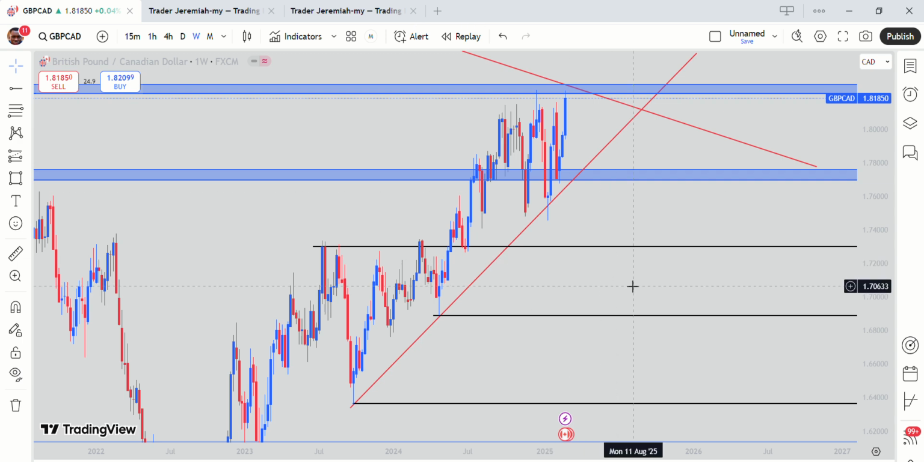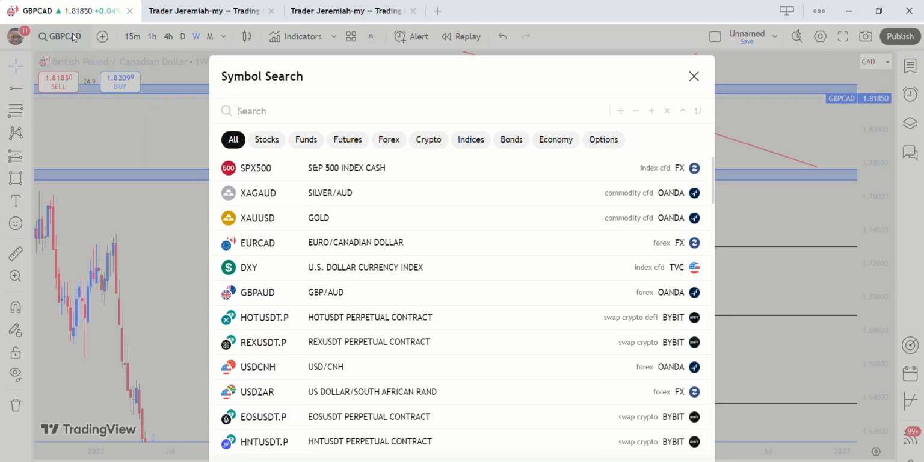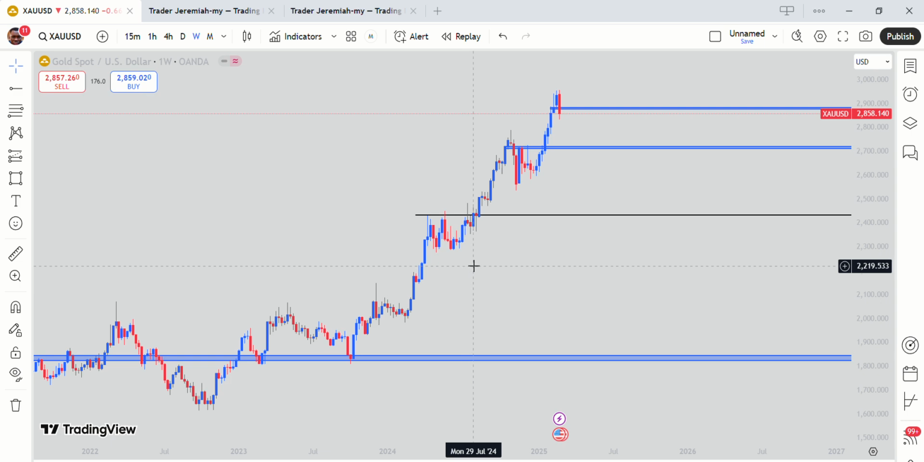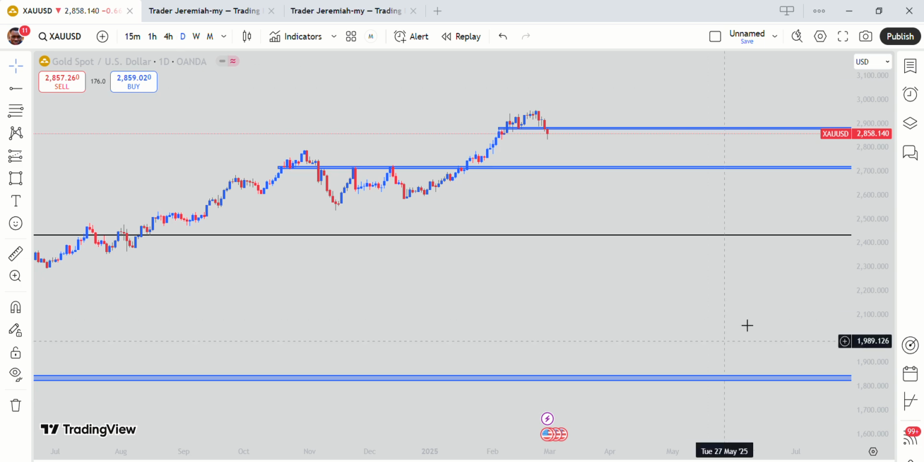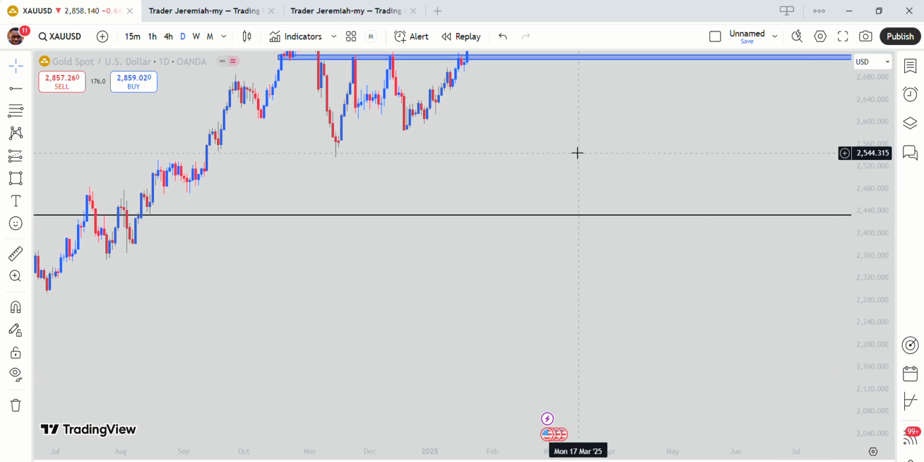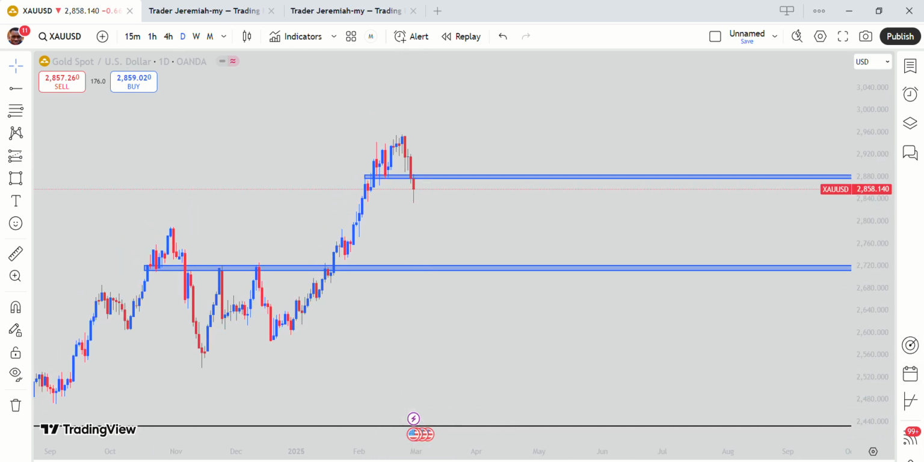So let me see if there is still another pair that I wanted to talk about. Okay, so on gold, this is what is currently happening on gold. So the overall direction of gold on the higher time frame is still trending to the upside, and on the daily time frame there was a trend line at this region.